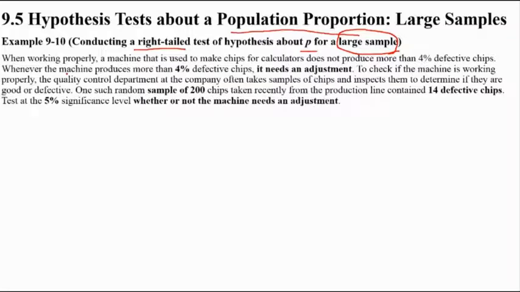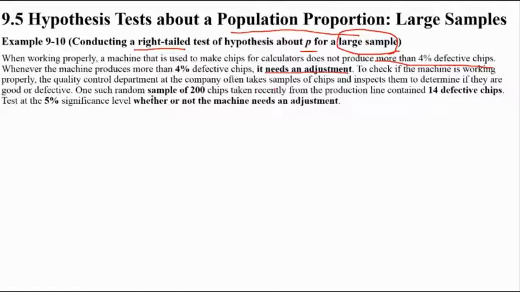The machine is working properly if it does not produce more than 4% defective chips. So it should be less, right? If there are more than 4% defective chips, the machine needs adjustment. If less, we don't have to adjust it. To check whether the machine is working properly, that is important here.